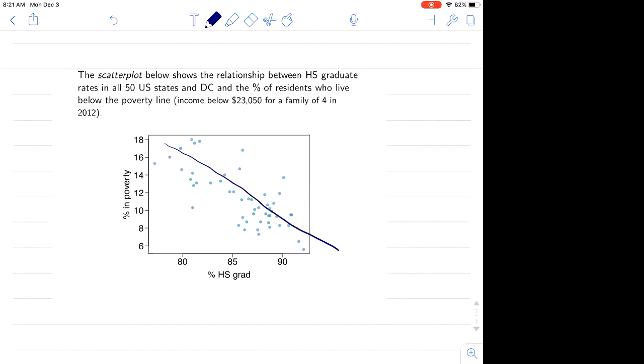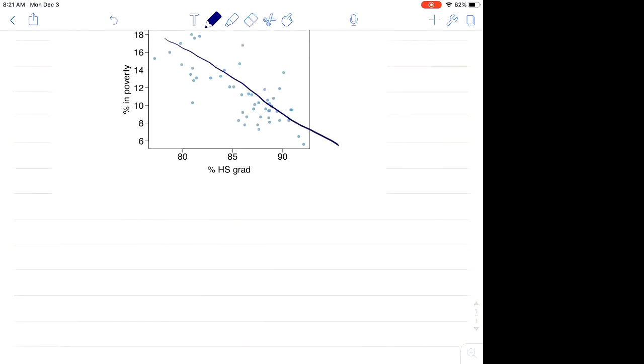And so I have a negative relationship, I have a linear relationship, and because I can see some sort of pattern, I'm going to go ahead and say that we have a strong negative linear relationship. So if I had to describe this, I'd say we have a strong negative linear relationship.